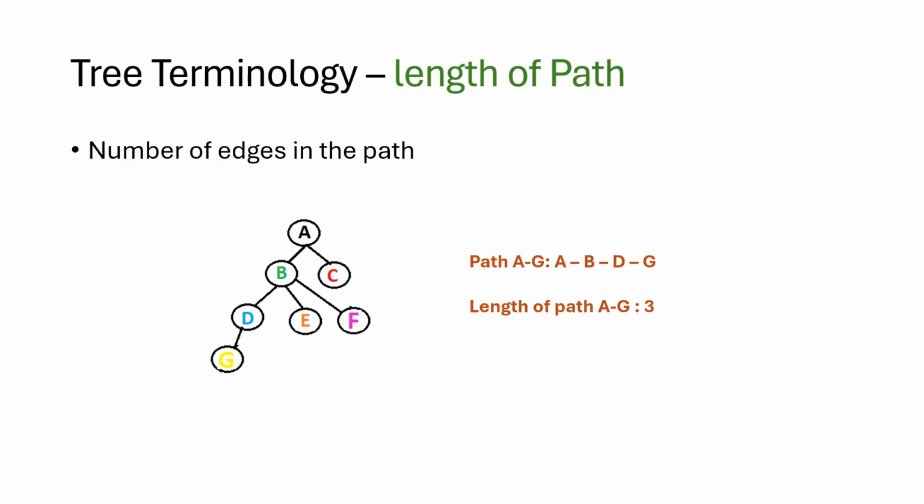The length of the path is nothing but the number of edges in the path. So for A to G, the number of edges is 1, 2, 3. For A to E, the length of the path is the number of edges, so 1 and 2. For A to F, the length of the path is A to B is 1 and B to F is another one. So 2.